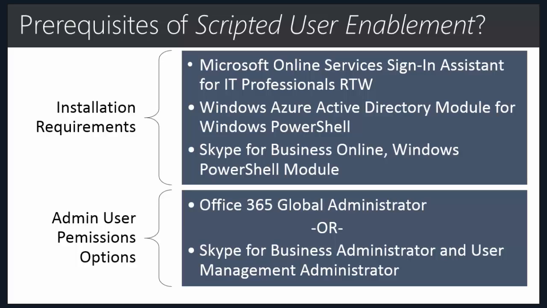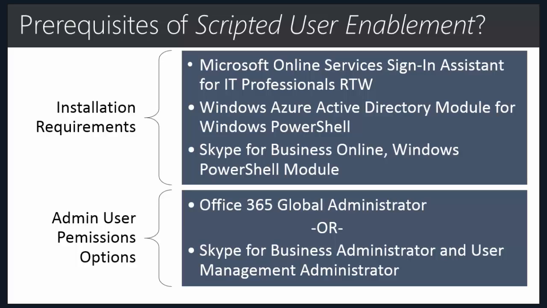We also have to make sure that the user who is running the script, or the Office 365 credentials presented while running the script, have the appropriate permissions to configure all the different pieces that we need. There are two options to do that. One, they can have Office 365 Global Administrator permissions, or if you're trying to limit permissions for this user, they must have both Skype for Business Administrator and User Management Administrator permissions.